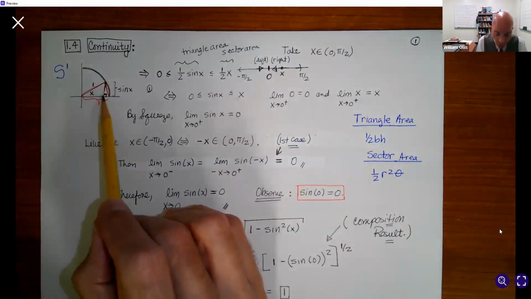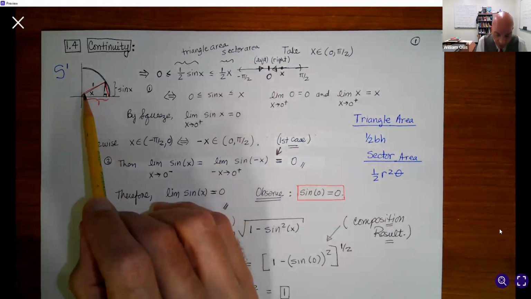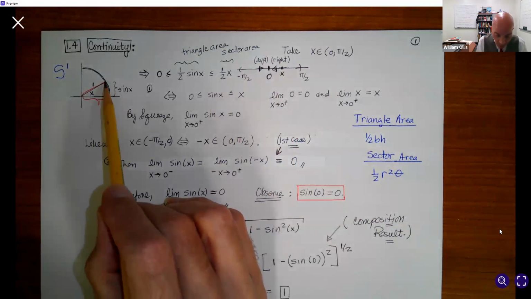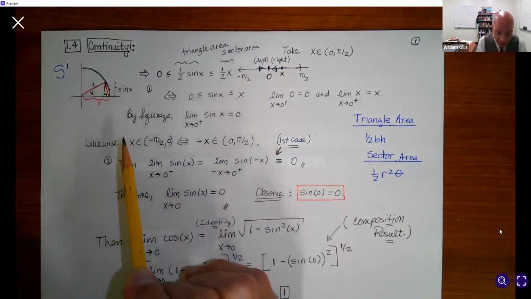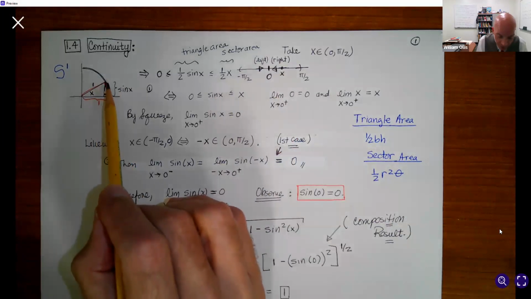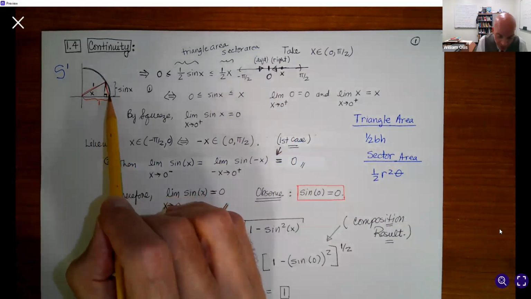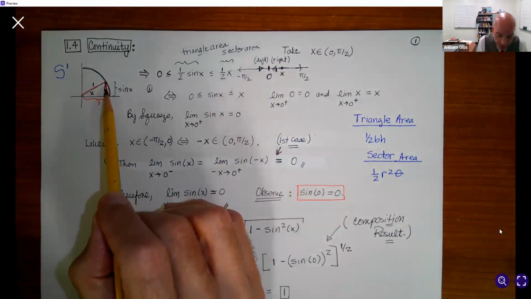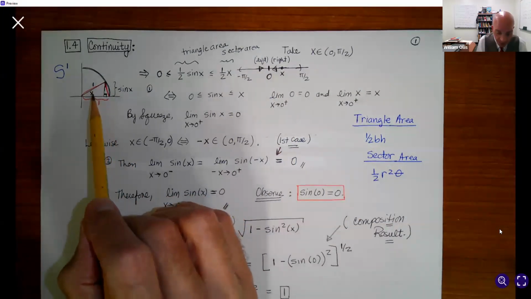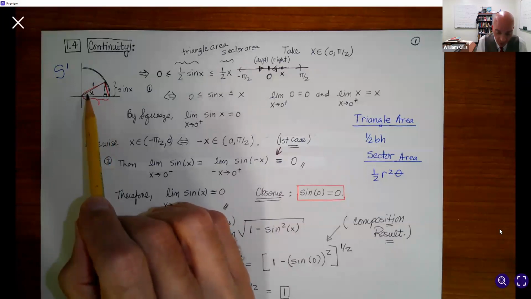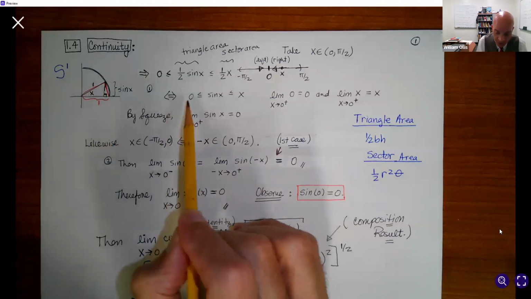So in order to get my inequality, I've drawn this little red triangle here with the height sine x, by definition of sine x. And then we want to think about the corresponding sector. So the sector area is larger than that of the triangle. And then, of course, a lower bound for the area of the triangle is 0.